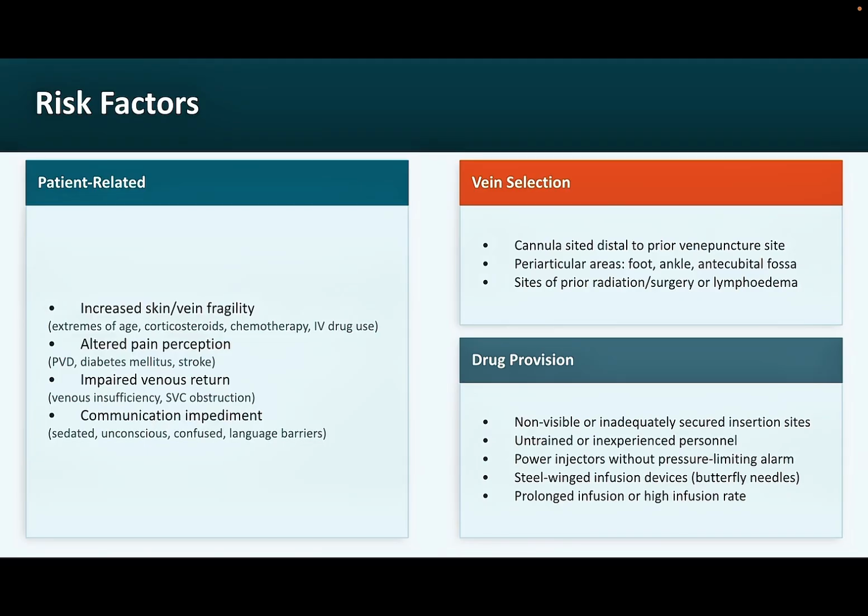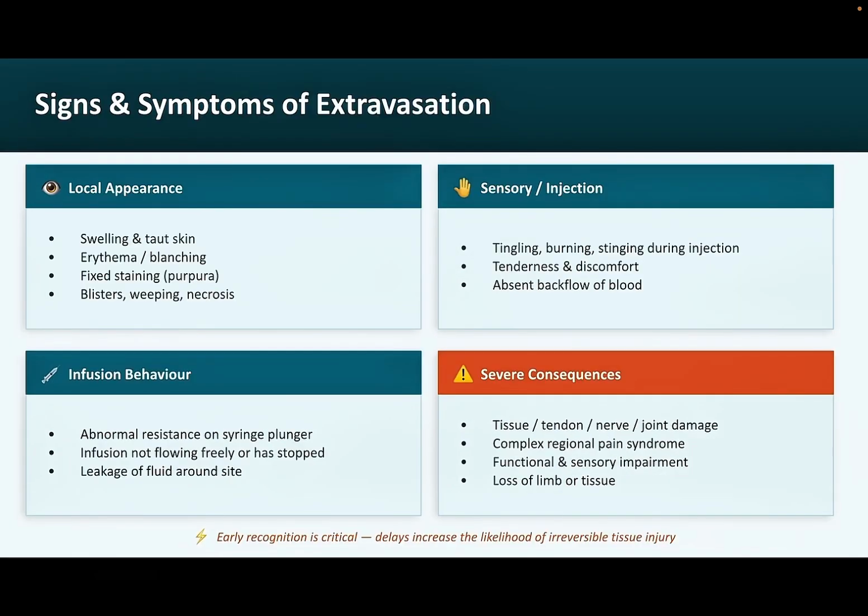If we use power injectors without pressure-limiting alarms, as in contrast injection for radiology, we won't detect the extravasation, and there's high pressure, so it will increase the risk of extravasation. And if we use butterfly needles, like steel winged infusions, also prolonged infusions or high infusion rates. So these are the risk factors.